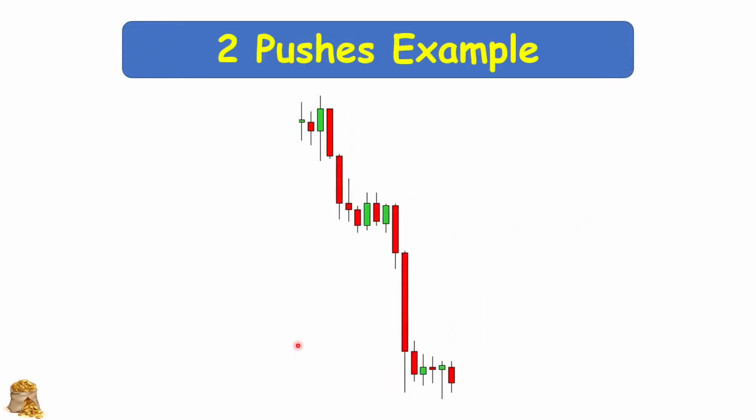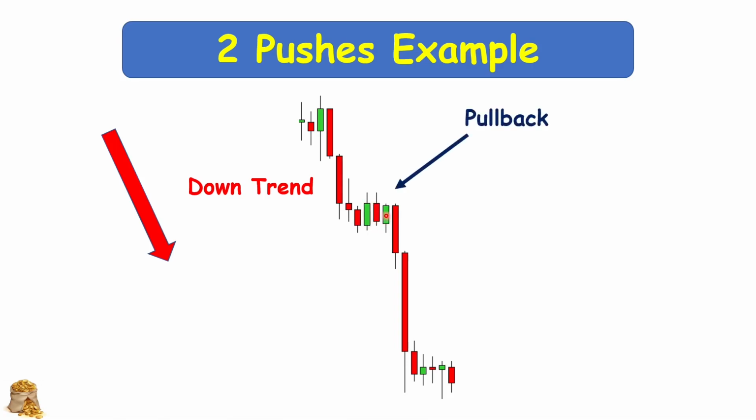There can also be two pushes. So this is the example here. When the market goes down here with 1, 2, 3, 4 bear bars, and then the next bull bar is the first push, and then it goes down, and then the second bull bar here is the second push. So this is the whole pullback.